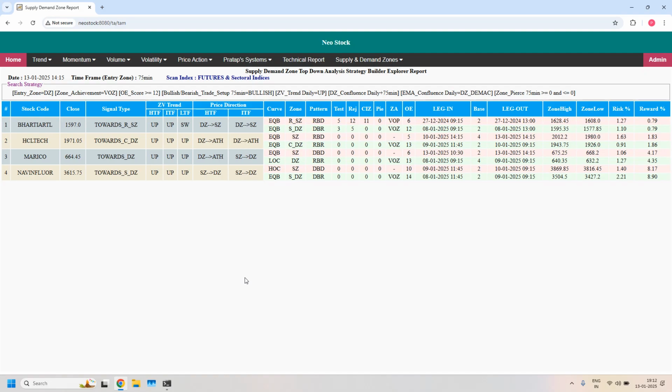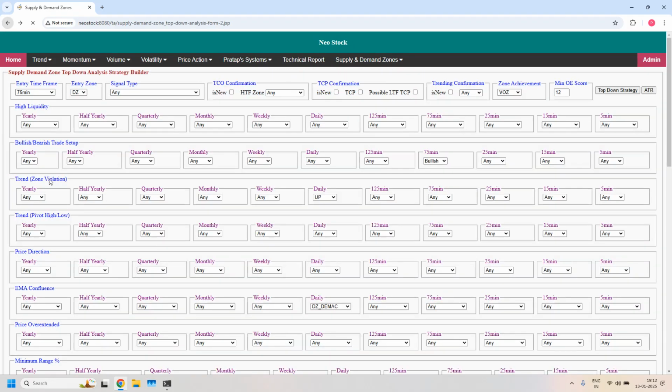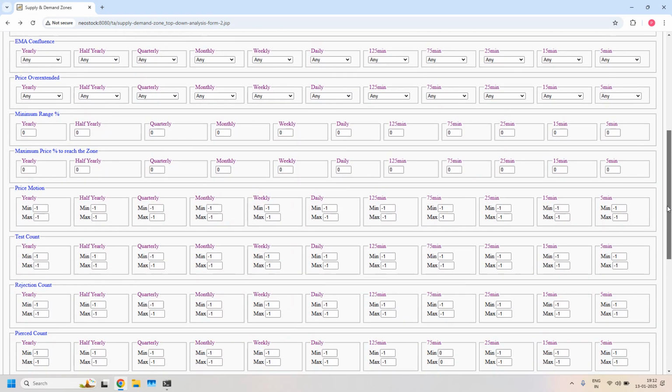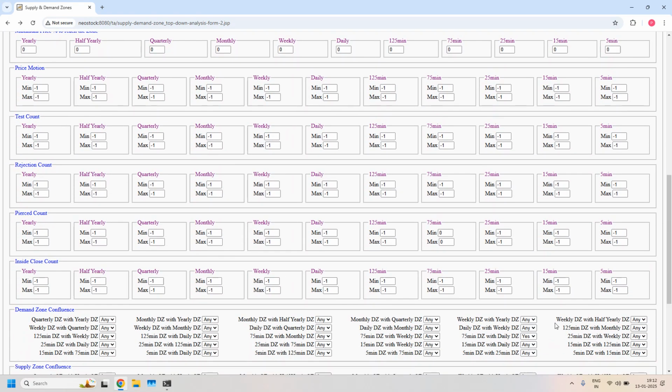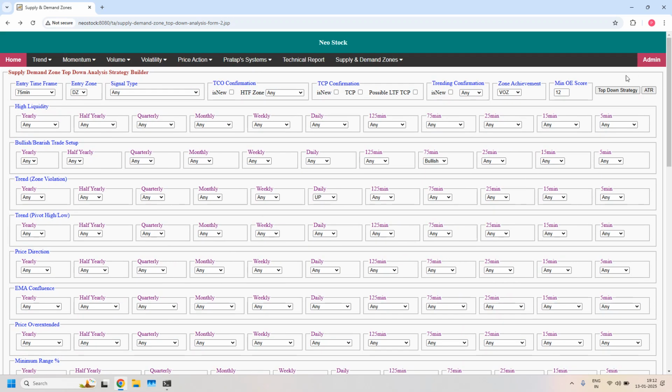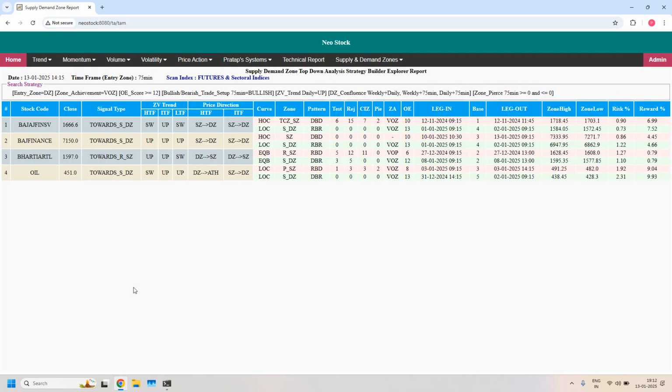Next, let us look for LTF, ITF and HTF demand zone confluence and later HTF EMA confluence. So removing this ITF EMA filter. Now in the demand zone confluence, I am going to add 3 filters. The first filter is already enabled, 75 minutes with daily zone confluence. Next, 75 minutes demand zone with weekly demand zone confluence. Daily demand zone with weekly demand zone confluence. With all the 3 filters, we got 4 stocks.